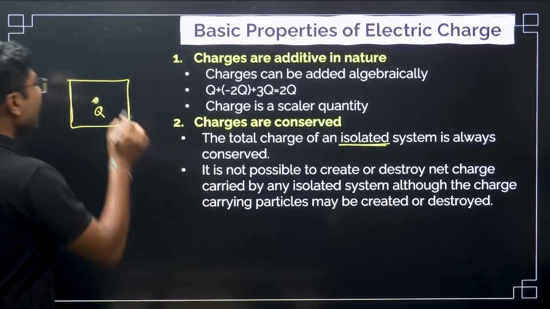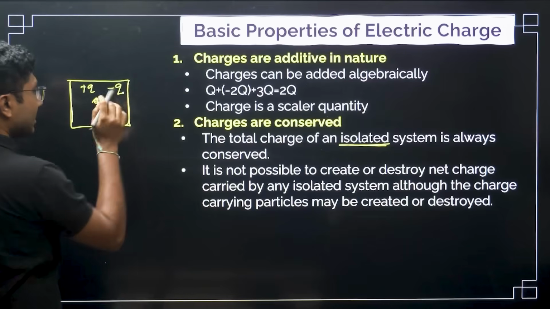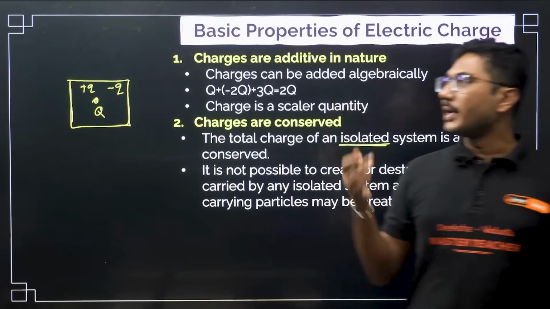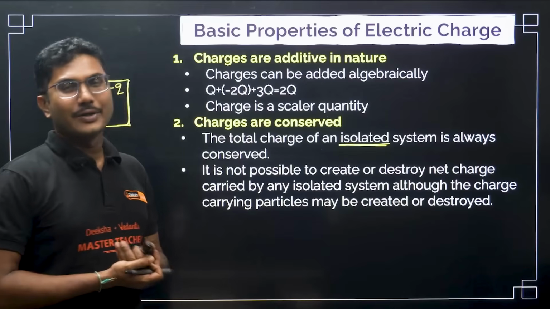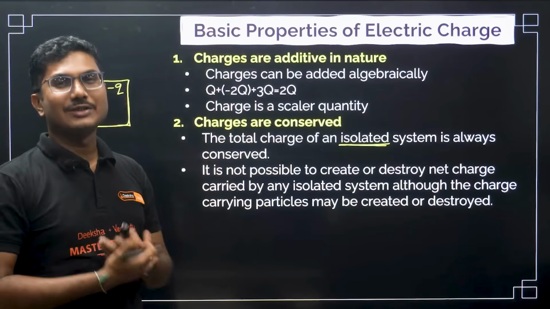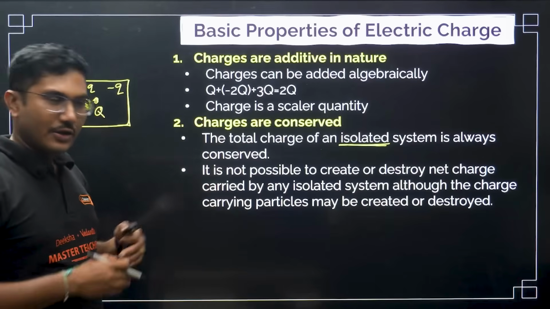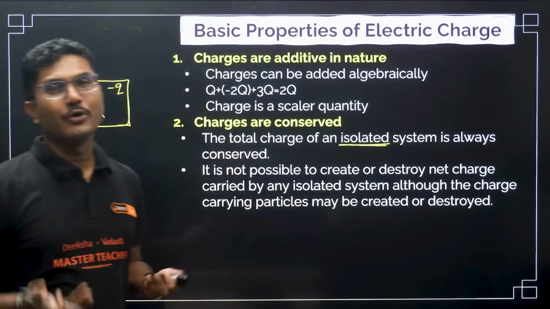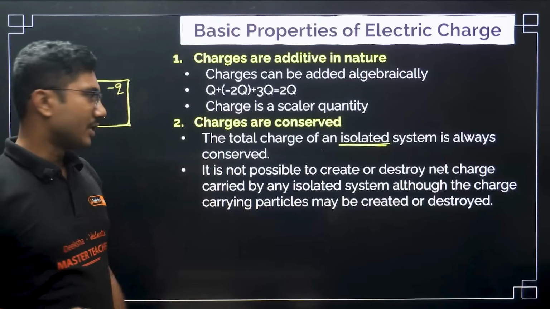So you can create some, say, positive charge and some negative charge. It is possible. From energy we can create charges, but the net charge will remain the same. In one simple sentence, you can say the net charge in the universe is constant. You cannot create extra charges. If you create some positive charge, an equal amount of negative charge will be produced.